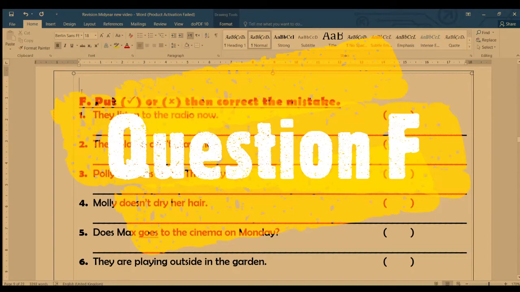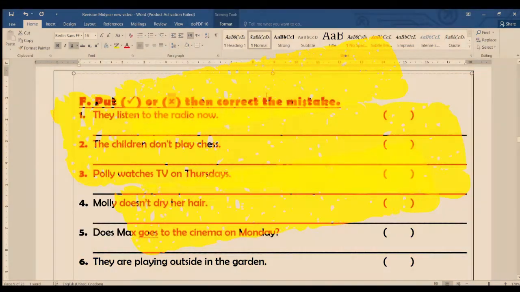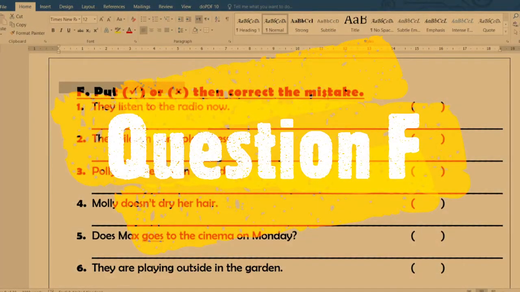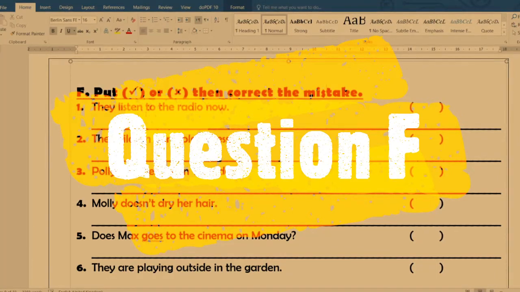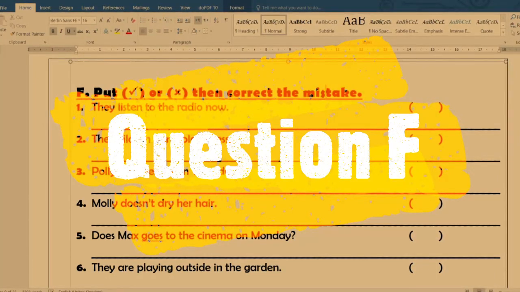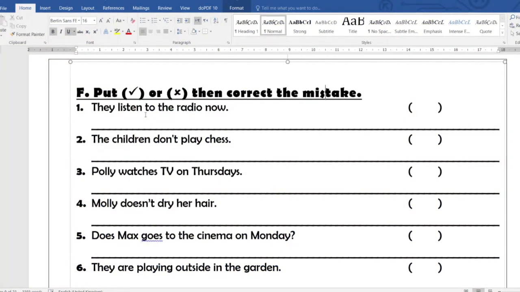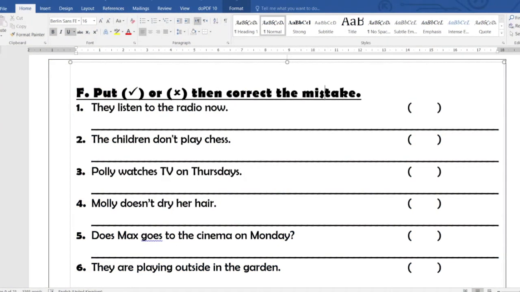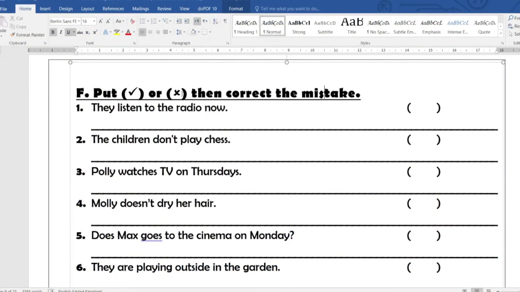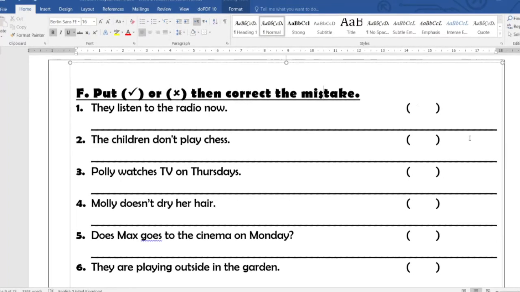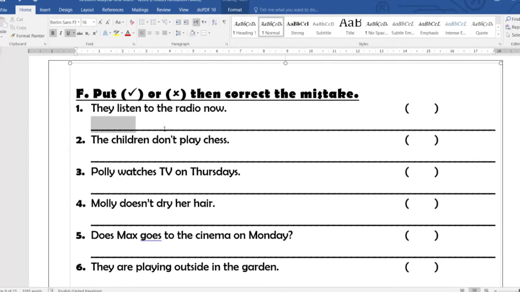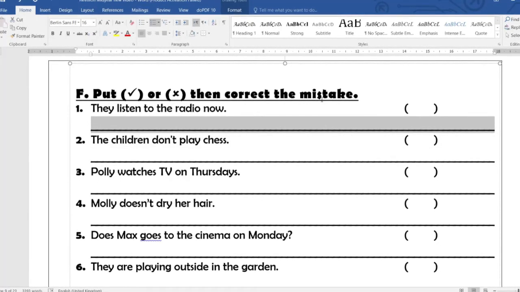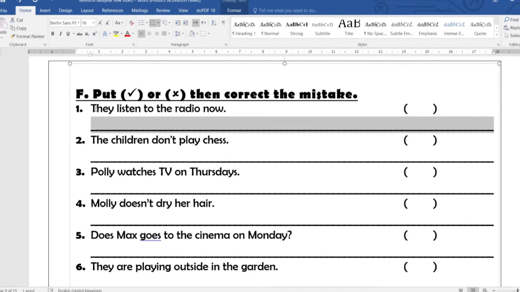Alright, this one is very easy. You have right or wrong, true and false. Put right or wrong, then correct the mistake. So some sentences are going to be correct. If you read the sentence and it's correct and the keyword matches the tense and it's perfect, you will just put a tick. But if you read the sentence and it has a mistake, you're going to underline the mistake, of course, and put an X between the two brackets, then write the whole sentence in the correct form under it. Alright, let's start with number 1.